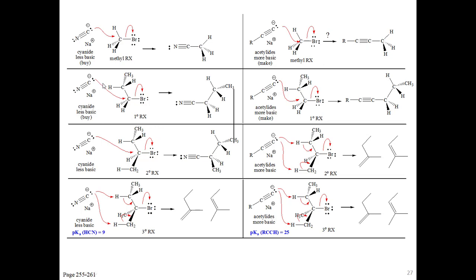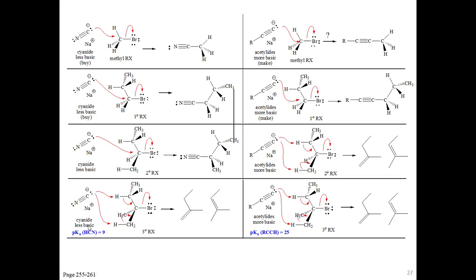Over here, I react at the primary. Well, that's going to be SN2. That's a good reaction. I make a nitrile. Over here, I react at a primary, that's going to be SN2, and I make a bigger alkyne. Okay. Secondary, they diverge. So at a secondary, I'm going to get a nitrile, but on the terminal alkyne, it's too basic, and I get the E2 products, which is not what I want. If we go to tertiary, everything at tertiary is E2, so that's all we see is alkenes here.